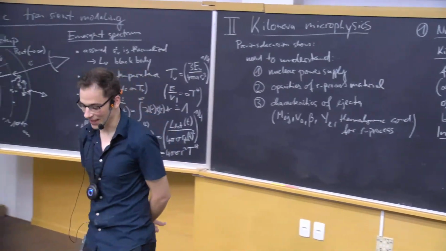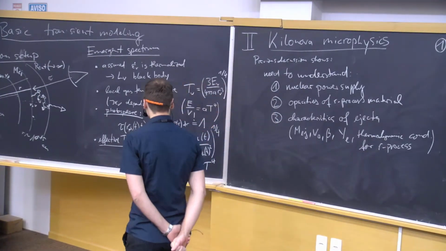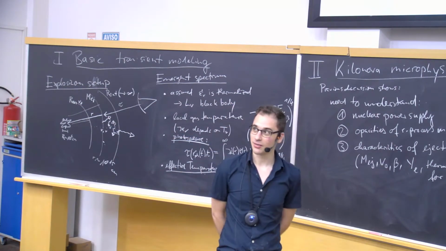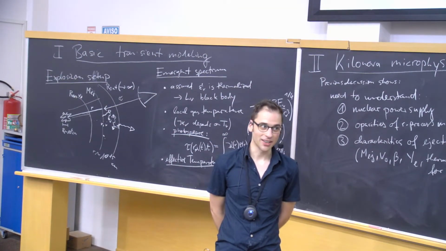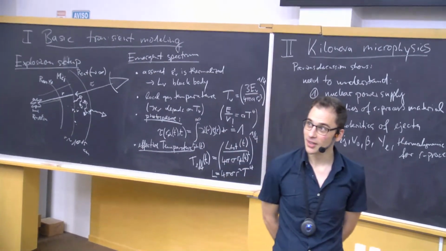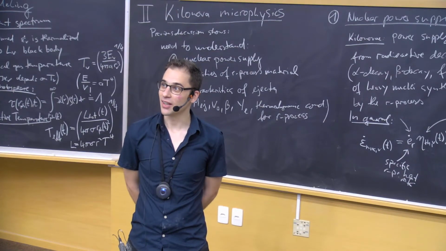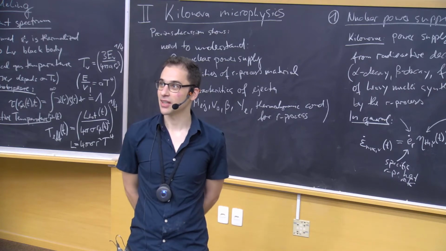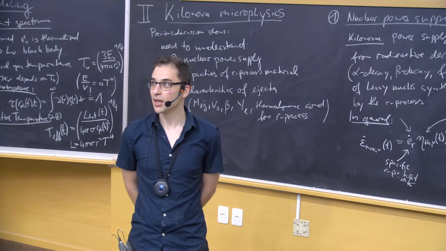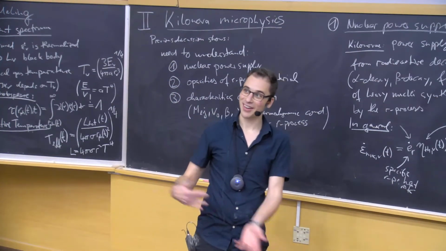So kilonovae as standard candles, there are practical reasons and theoretical reasons why this is hard. The practical reasons are that we won't see kilonovae out to huge distances because they are intrinsically dim. The name kilonova already indicates that. A supernova is much more luminous by orders of magnitude than a kilonova. And that's how the name was invented in the first place. It's something in between a nova and a supernova.